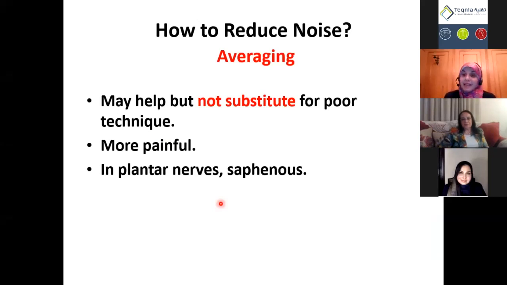But this doesn't mean that you can have a poor technique and just average, because when you average on a very poor technique and a very big stimulus, the signal is also distorted. And averaging is painful, so do not use it for granted. It's painful, and it is not a substitute for poor technique. It is limited to the plantar nerves, the sural nerve, the saphenous nerve, the nerves which have small amplitude.